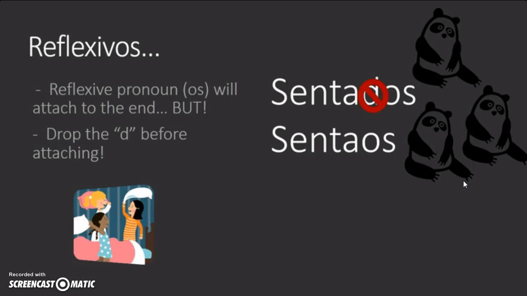We've got these girls here. They have a slumber party. They're not sleeping. They need to fall asleep. And dormirse is the verb for to fall asleep. Dormir is to sleep. The act of falling asleep is dormirse.